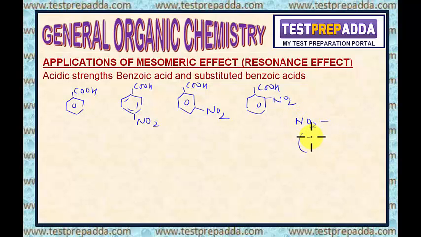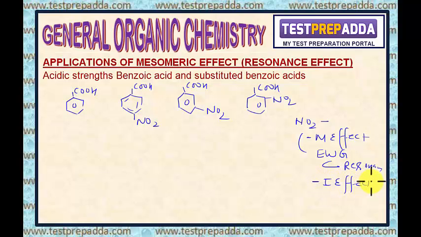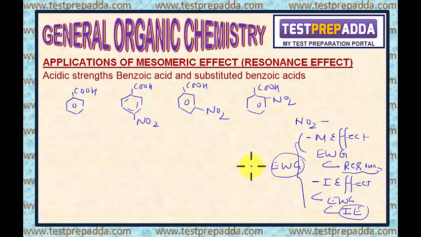NO2 is what? A minus M effect group. Minus M effect means electron withdrawing group through what? Resonance. Second, it is also a minus I effect group. Minus I effect means it is an electron withdrawing group, again here we will say inductive effect. So both inductive effect and mesomeric effect are supporting each other. Overall it is an electron withdrawing group.